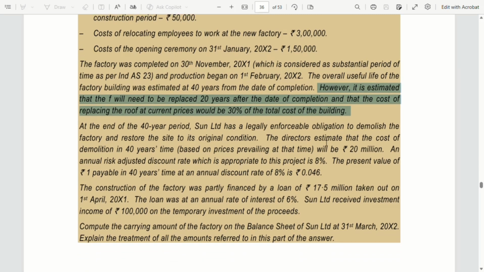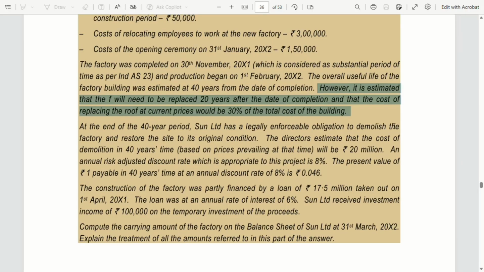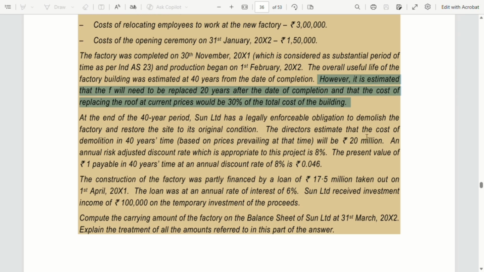question. At the end of 40th year period, Sun Limited has a legally enforceable obligation to demolish the factory and restore. So demolition cost यहाँ पे बताया है उन्होंने. The director estimate that the cost of demolition in 40 years time will be 20 million. So 20 million is the cost of demolish. And annual risk adjusted discount is 8%. This is the discount rate.